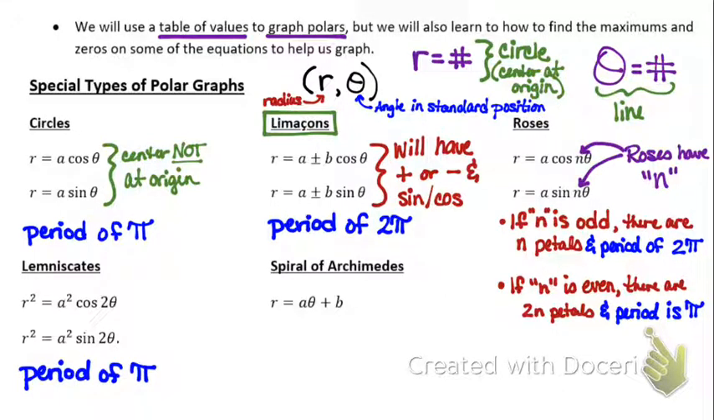How could you tell these equations apart from the others? What could you look for in the equation so that you would know that it's a lemniscate instead of another shape? 2 theta. It is always going to have 2 theta, but my roses could have 2 theta. So how do you tell these apart from a rose? Squared. Your r value is squared.